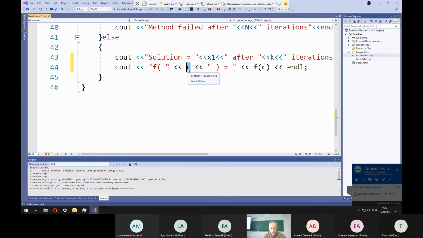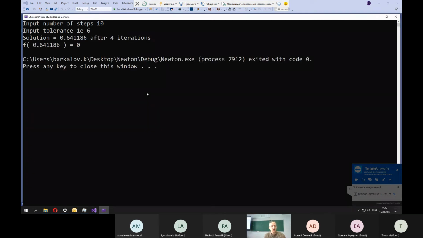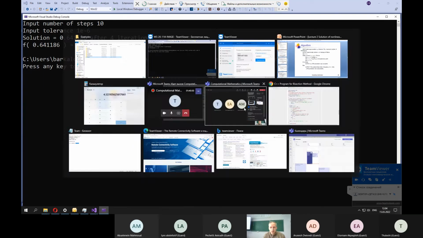F of x1, the value at the point x1, with N and 1e minus 6. Well, we have the value that is very close to 0 at this point. Very close to 0 because the compiler just outputs it as 0.